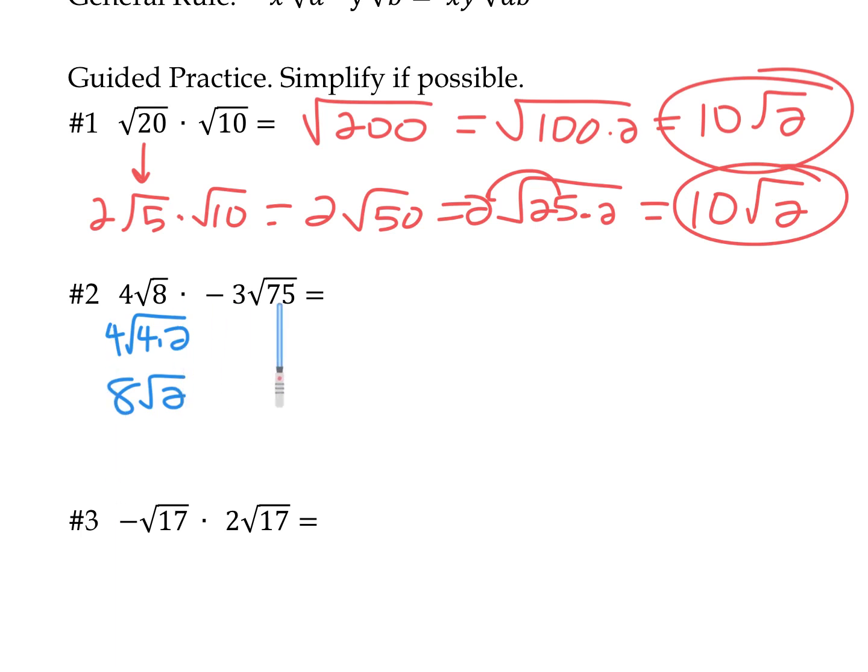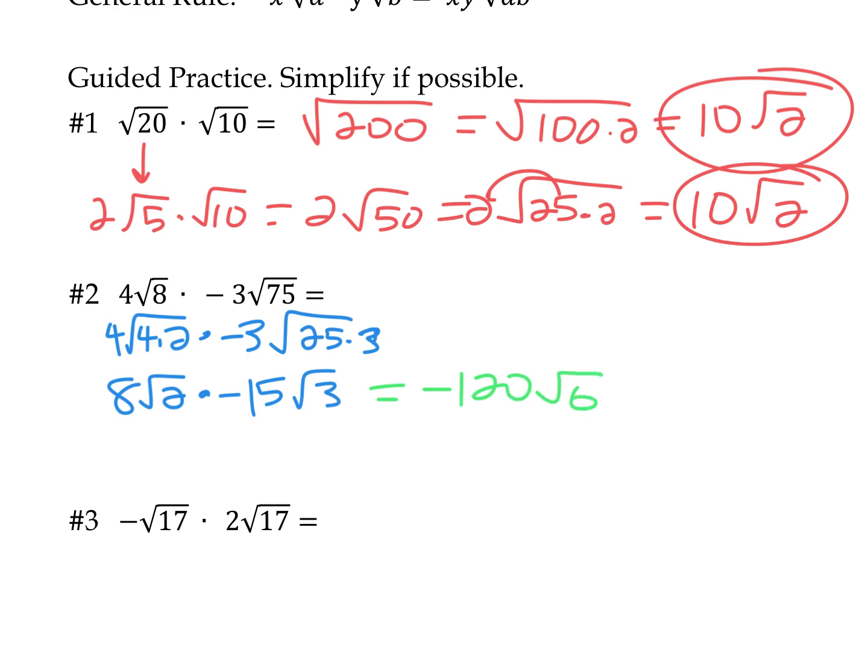Then times negative 3 root 75. So that'd be times negative 3, and then 75 would be 25 times 3. Now the square root of 25 is 5 times the 3 in front of there would be negative 15 root 3. Okay? And now when I multiply these together, out of 8 times 15, which is 120, I have a negative 120 square root of 6. Square root of 6 can't be simplified anymore, so that would be my final answer. Always at the final answer, make sure that it can't be simplified any further.